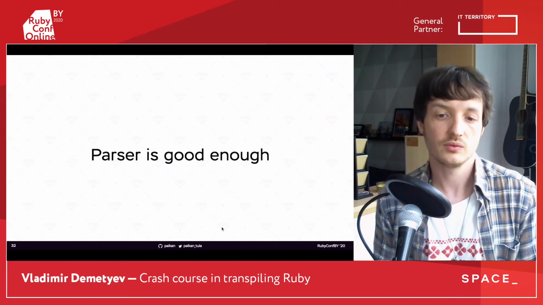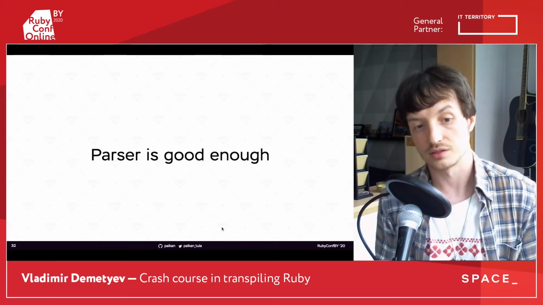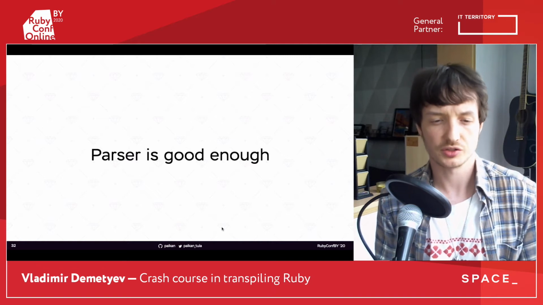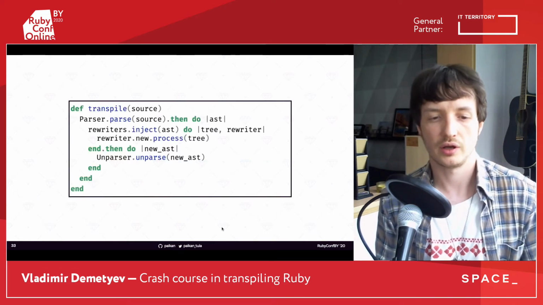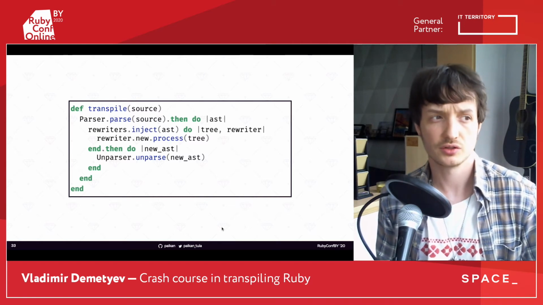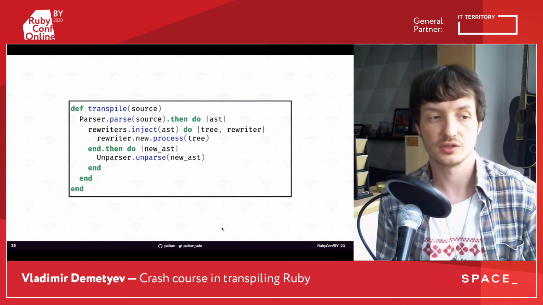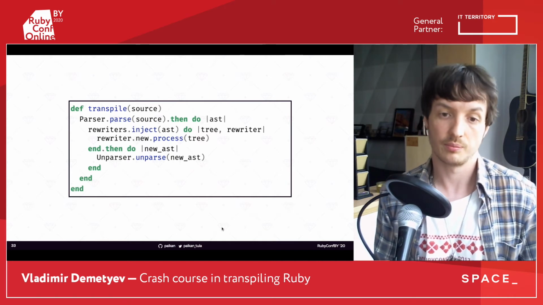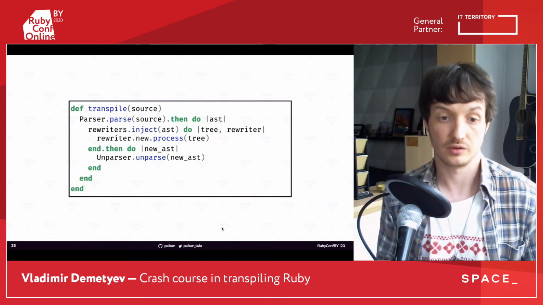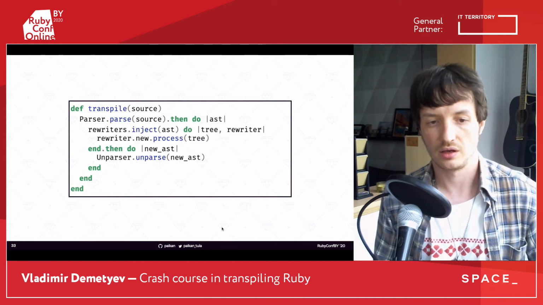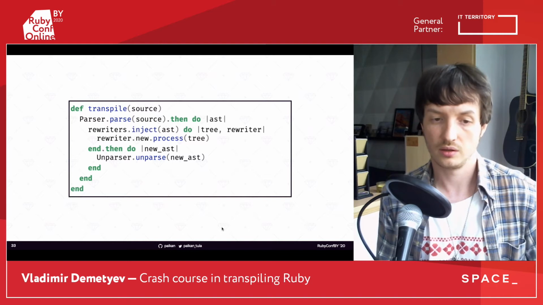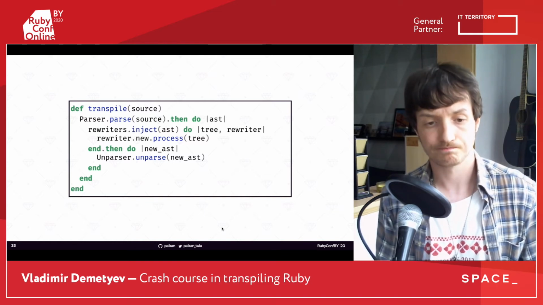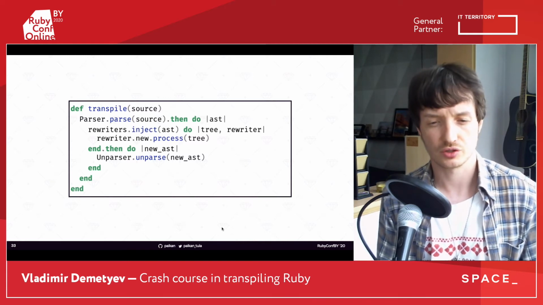So transpiling with Parser looks like this. We parse the source code. We have something I call rewriters. So every feature has its own rewriter responsible for transforming this AST to compatible code regarding this feature. So we pass the AST through these rewriters, and then in the end we have some new AST, and we pass it to Unparser to get a source code.